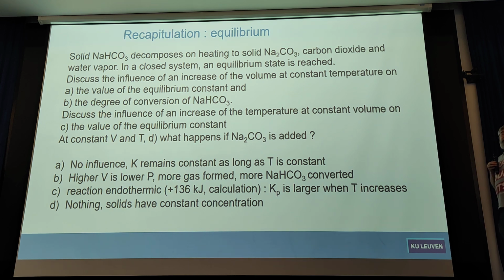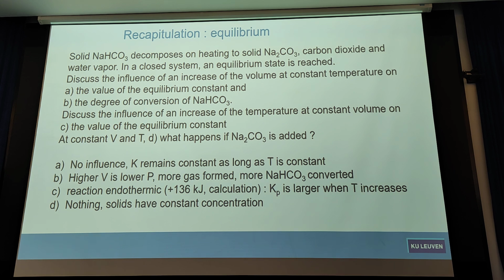Now, what happens if we add sodium carbonate to this mixture? That actually depends on your equilibrium constant. And the equilibrium constant, Kp, is in fact the product of the water concentration multiplied by the CO2 concentration, because these are the only changeable concentrations. Sodium carbonate and sodium hydrogen carbonate are solids.